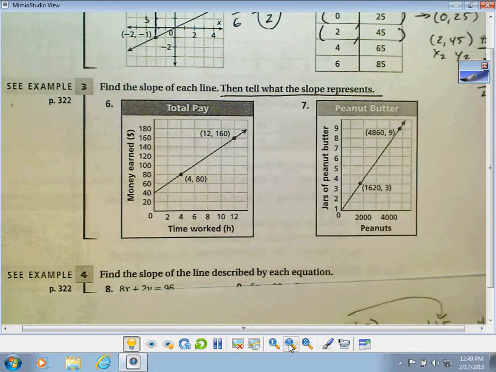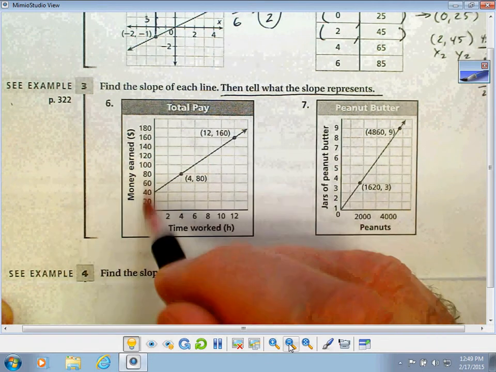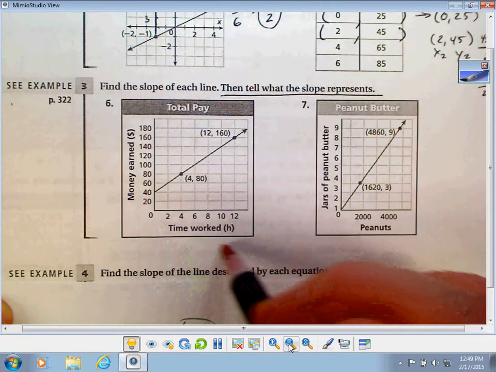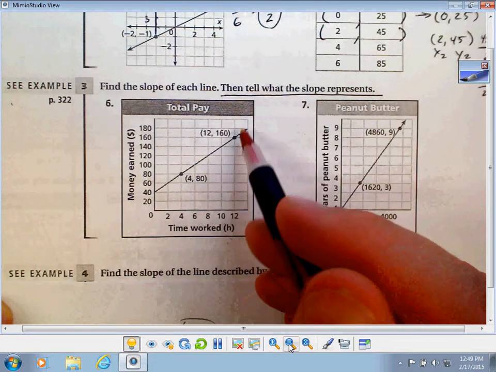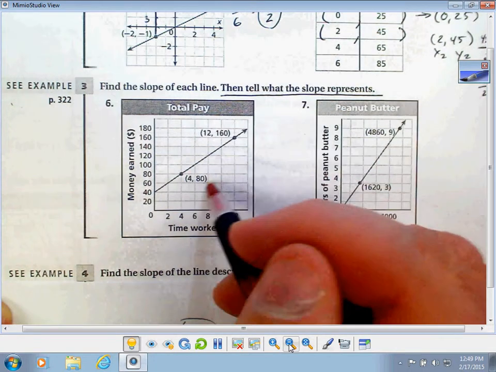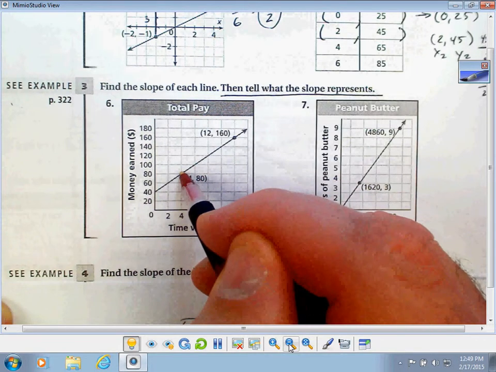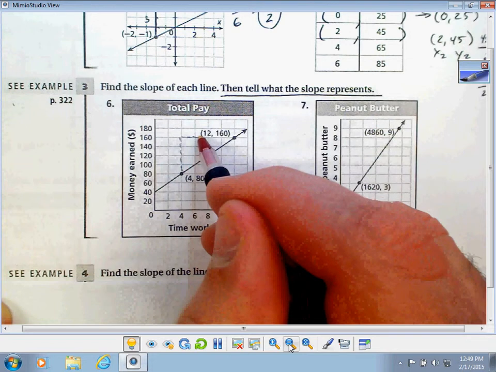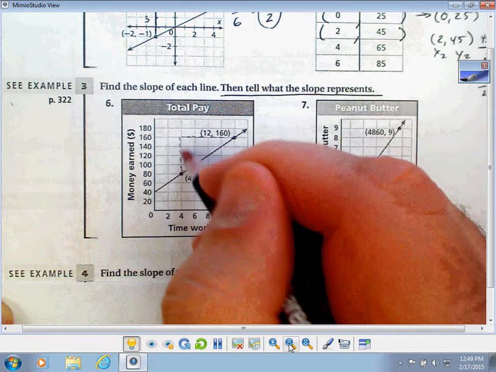I would say we're looking at a graph of total pay. The y-axis says money earned, and the x-axis says time worked in hours. So let's first find the slope. Well, on a graph with pretty normal numbers, I would say it's easier to use rise over run. So I'm going to count up this way and over this way for rise over run. But the thing is, when I count, I need to count by what these blocks actually mean.